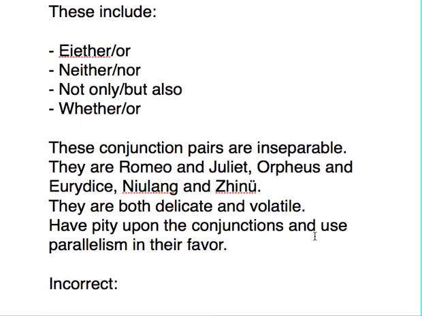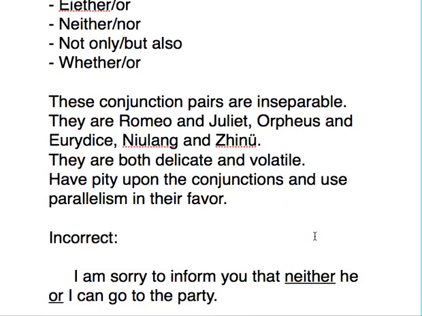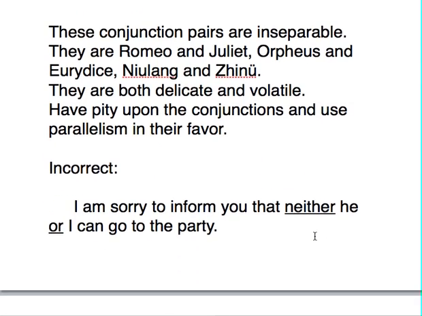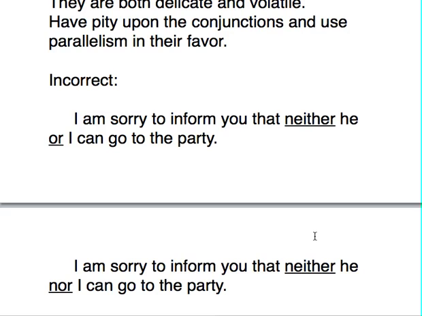Here is an example of an incorrect sentence. I am sorry to inform you that neither he or I can go to the party. This is incorrect because neither or is not a conjunction pair. You just made them sad. This is a sad sentence. So we now fix it. The fixed version is here. I am sorry to inform you that neither he nor I can go to the party. This sentence is grammatically correct because neither nor is a conjunction pair.